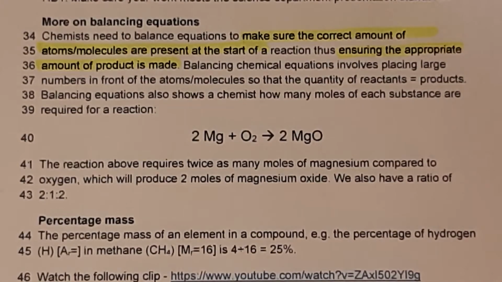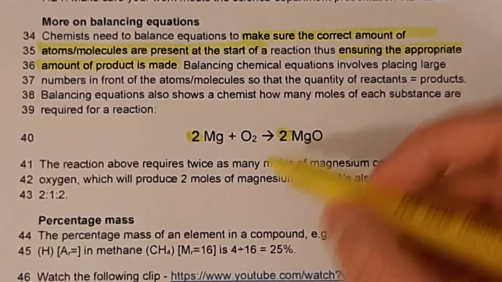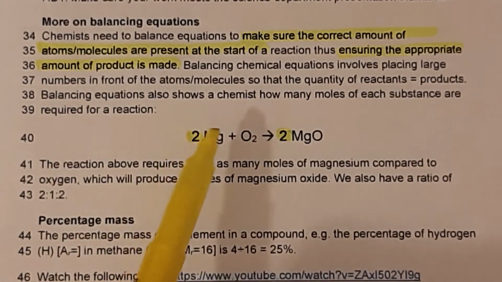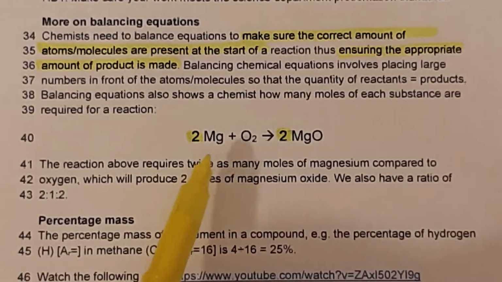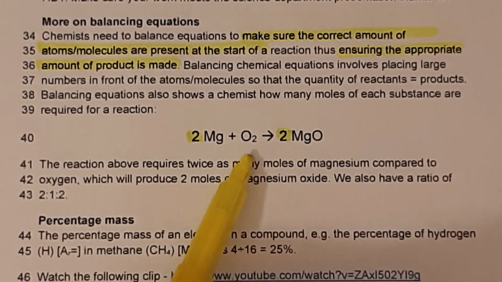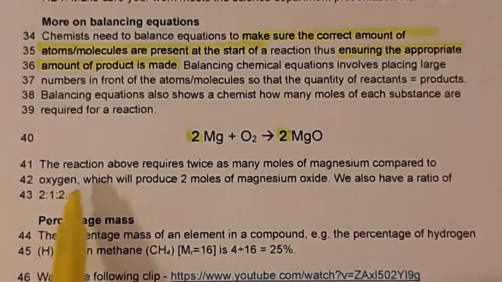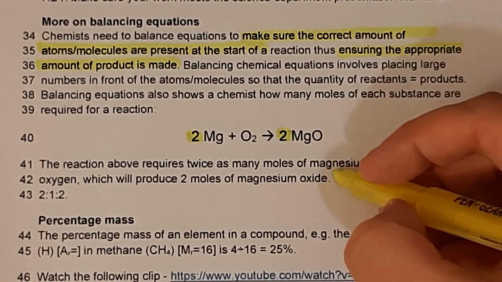And we've done this before, okay? So putting a 2 in front of the magnesium and a 2 in front of magnesium oxide will balance this equation here. Balancing equations shows a chemist how many moles of each substance are required for the reaction. So it's 2 moles of magnesium to every mole of diatomic oxygen will produce 2 moles of magnesium oxide. So the reaction above requires twice as many moles of magnesium as compared to oxygen to produce the 2 moles of magnesium oxide. So we have a ratio of 2 to 1 to 1.